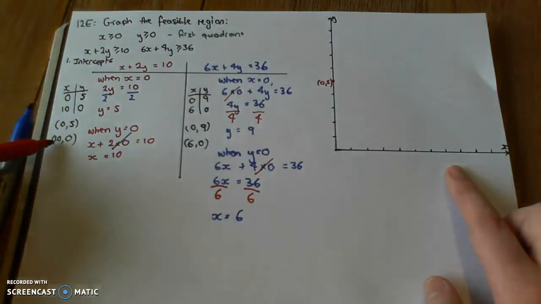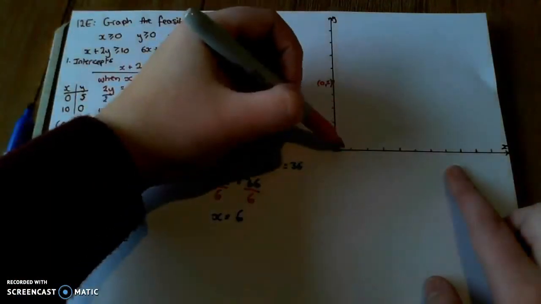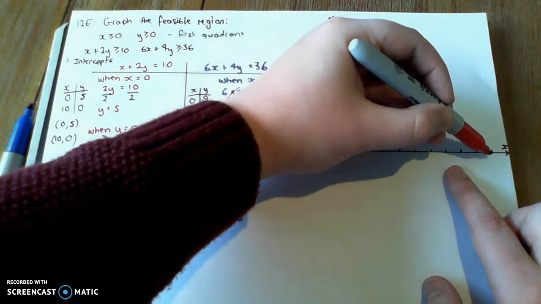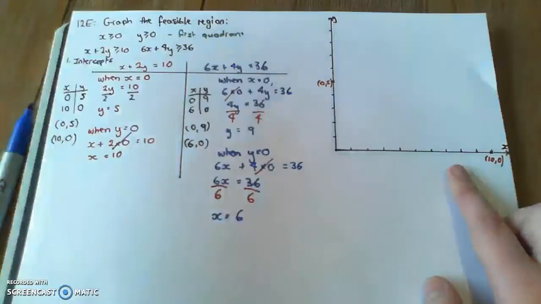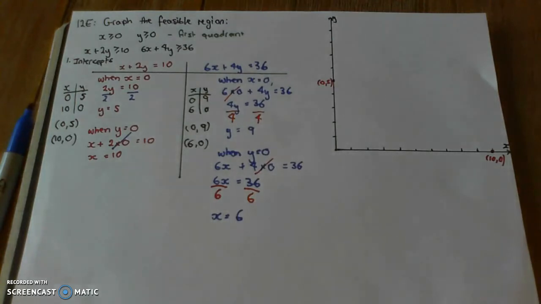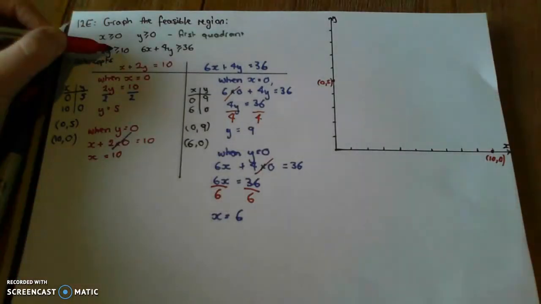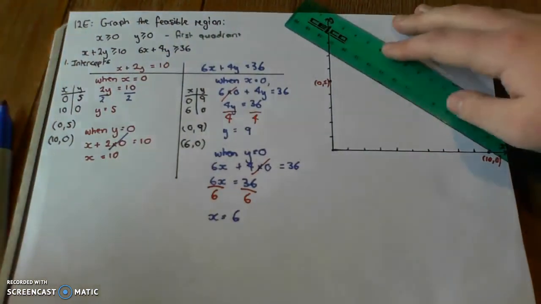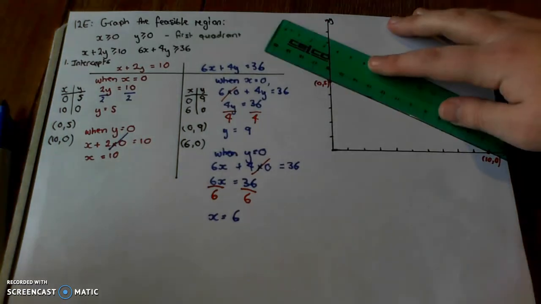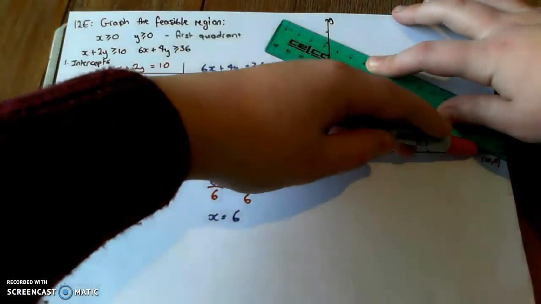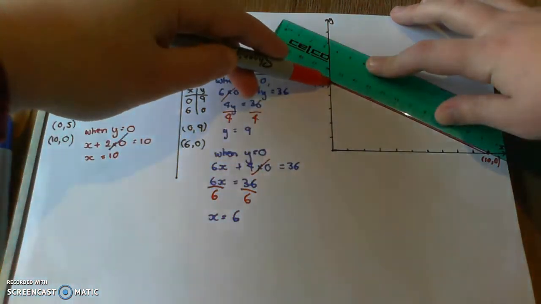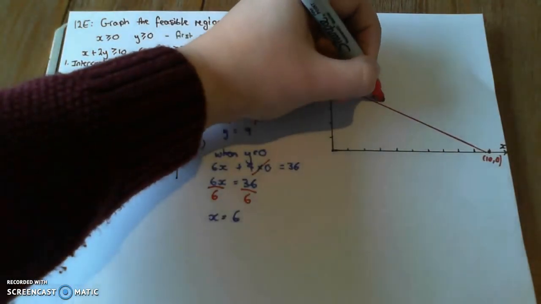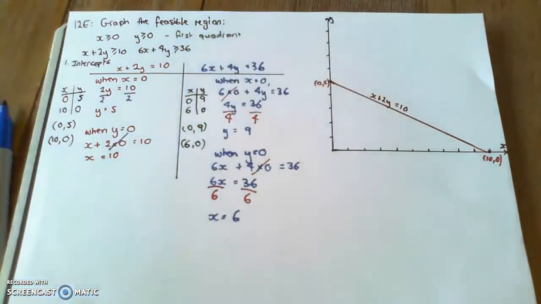And then we know that the x-intercept is 10, so we will go across 10. 1, 2, 3, 4, 5, 6, 7, 8, 9, 10, right at the end. Now we know with these equations that they are equal to or greater than, so every line that we draw will be a straight line. There'll be no dashes included. So we label this line x plus 2y is equal to 10.